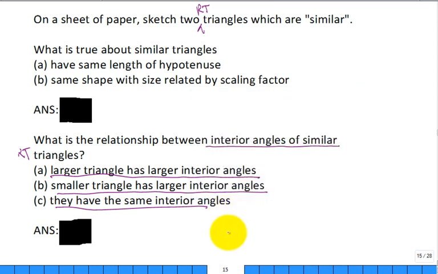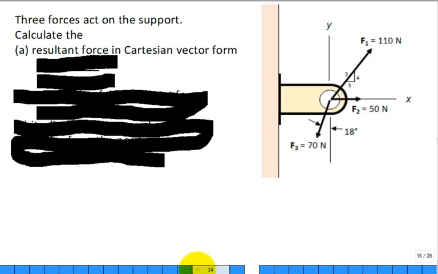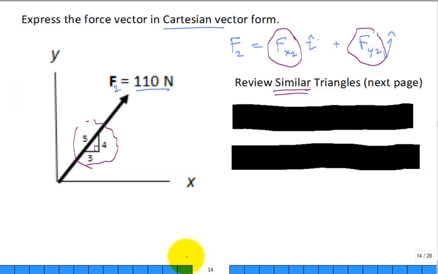They all have the same interior angle. So if we go back to this problem right here, they're basically telling you that this angle, this theta, is the same as that theta. Once you get used to doing this, you just bypass the theta.